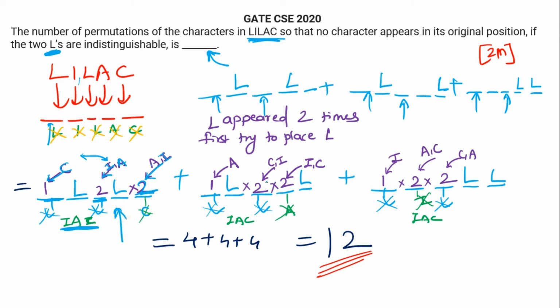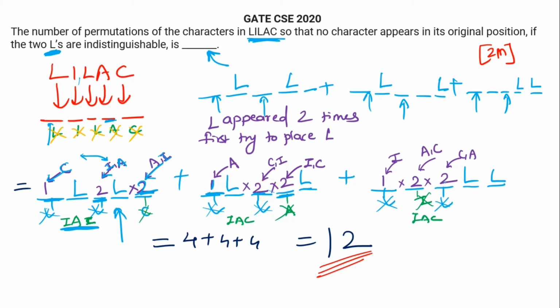Next, when you have another possibility of having L on the second position and the next L on the fifth position, then at this position I cannot keep A, so here I can keep I, C, and here I can keep C, I, meaning two characters can be placed, and the character which is remaining is A. So for A only one choice is there, so this will be 2 into 2.